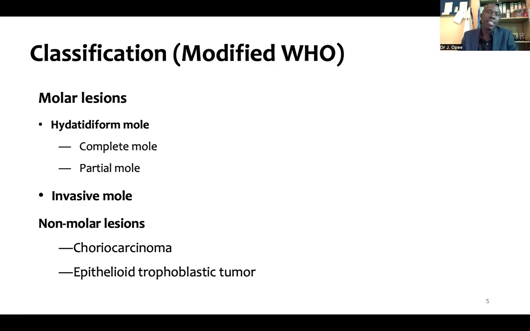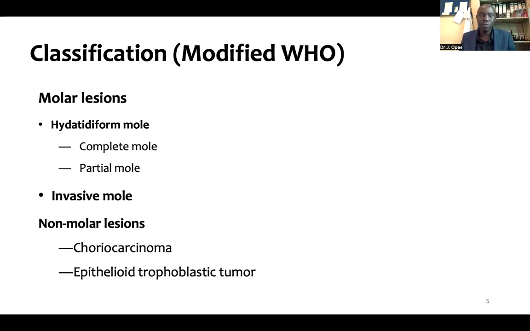A modified method of classification has been proposed by the World Health Organization. And this divides gestational trophoblastic disease into molar lesions and non-molar lesions. For molar lesions, it's simply talking about hydatidiform mole and invasive mole. Very, very interesting. Under this hydatidiform mole, you're all aware it can be complete mole or partial mole. We don't have what we call incomplete mole.